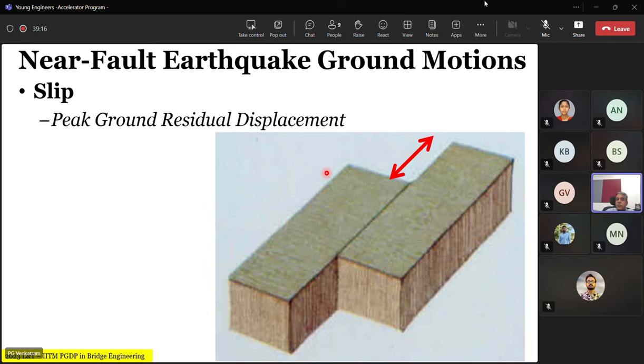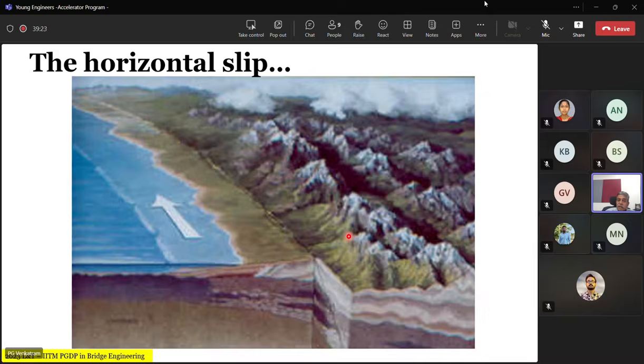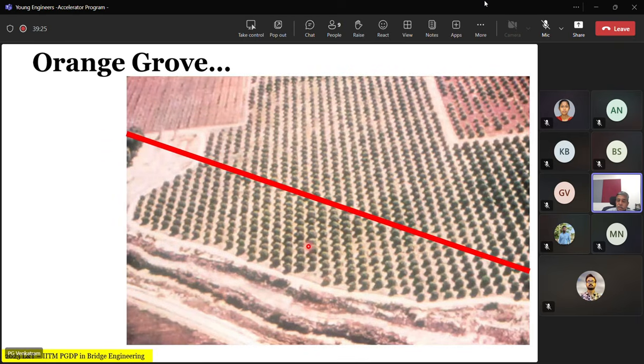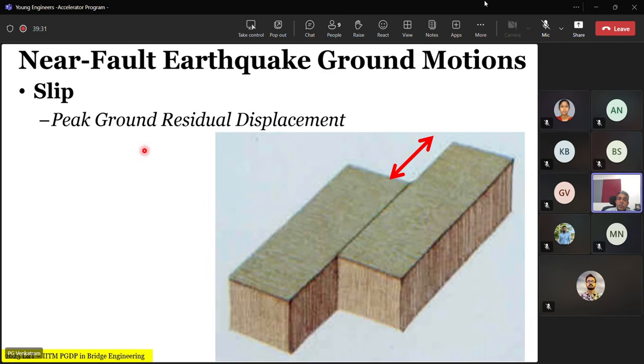Okay, they lead to the peak ground motion only near the slip, in near fault locations. You will have large residual displacement. What it means is after the earthquake event, you will see this displacement. It is permanent. It will not go back. That is why the word used is peak ground residual displacement. There will always be a permanent displacement between the two parts of the fault line.